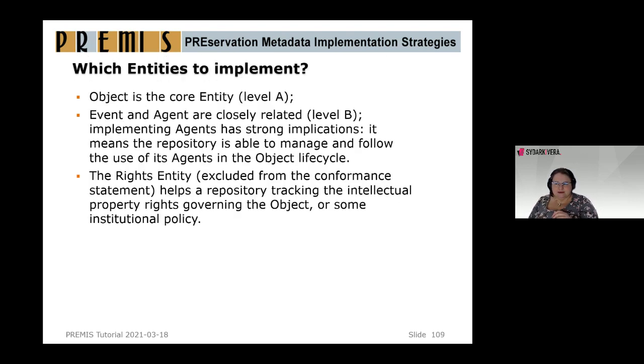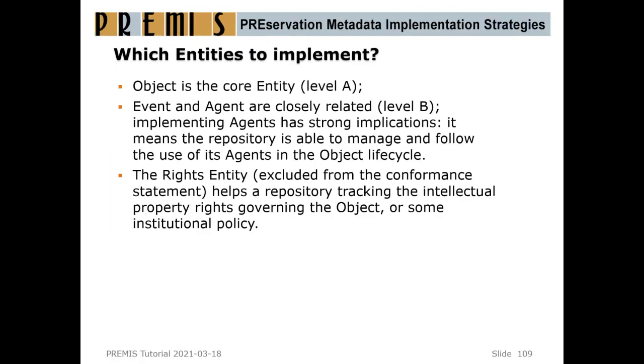Then we have to take this once more and look at it. As we already said, I think all three of us have said, you have to choose which entities you are implementing. The object is seen as the core entity. That's the thing you always need to know something about. So that's level A, and that is the same for all the different conformance levels. So you have A where you just implement the object, and then you implement object and then an agent. Then you have the level B.